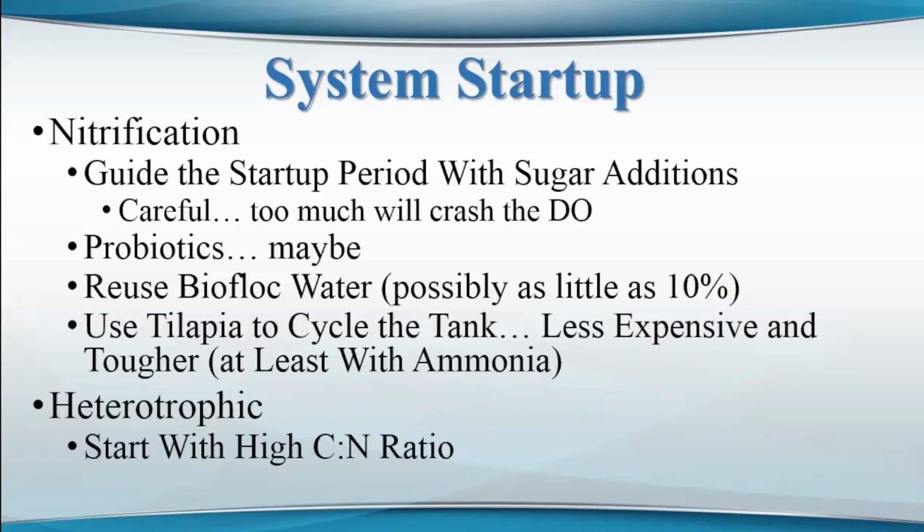One thing we've been playing around with some is using tilapia to start our shrimp systems. Tilapia are really tough, especially when it comes to ammonia. They can tolerate a lot of ammonia. And they're generally less expensive than shrimp, so you could put them into whatever your system is, feed them, and allow them to help develop that microbial community, that bacterial community.